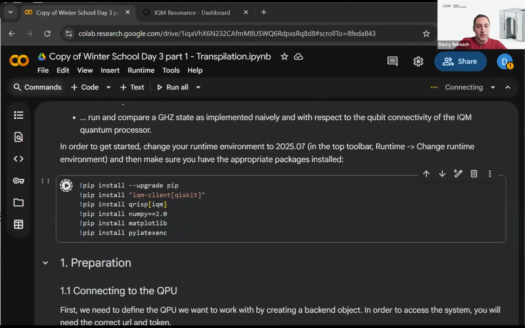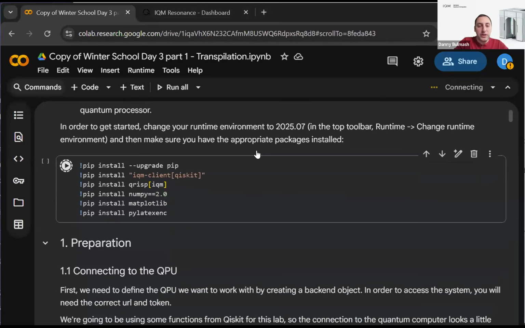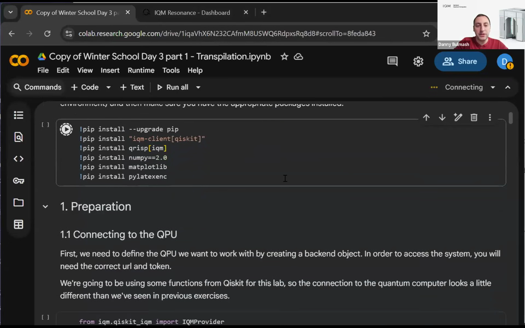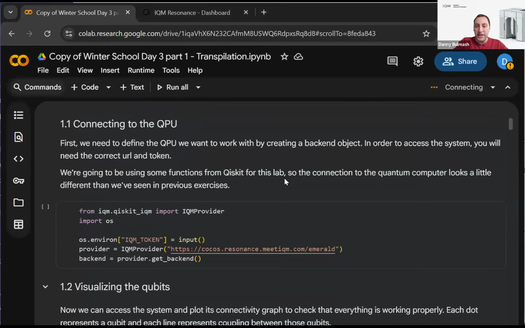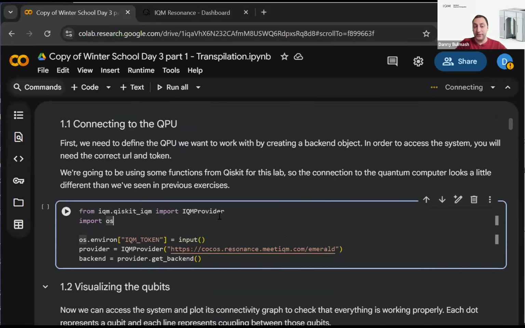All right. That's going to take a little bit of time to connect and run the installation. I just want to mention that a lot of the things we're doing today are going to look a little bit different from things we've seen before. The reason is that the way we're going to implement custom choices of which qubits we're working on today is going to be done in Qiskit instead of in CRISP. So some of the syntax is going to look a little bit different.